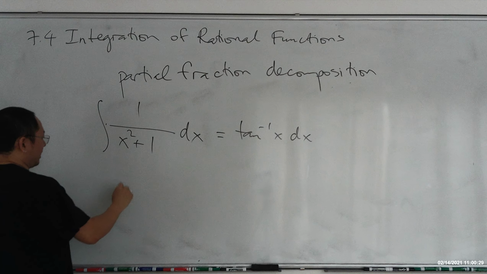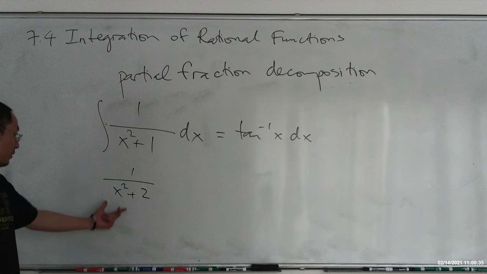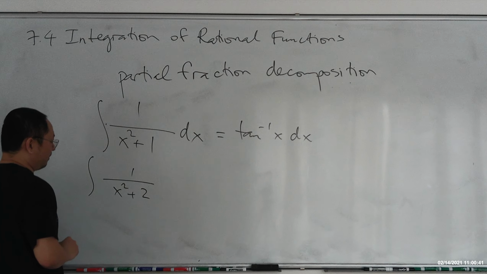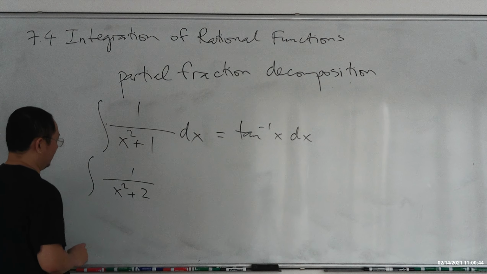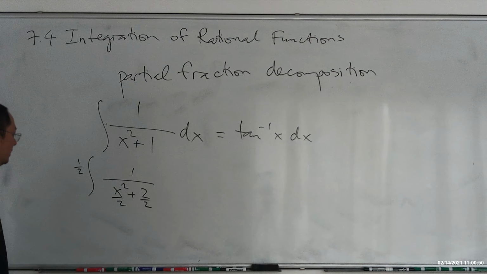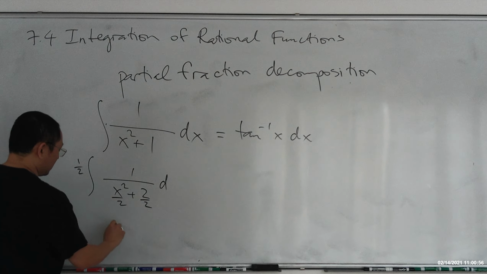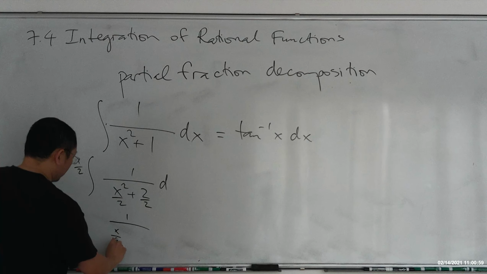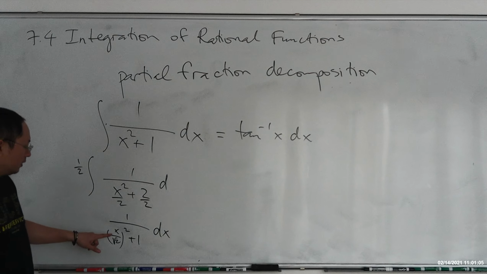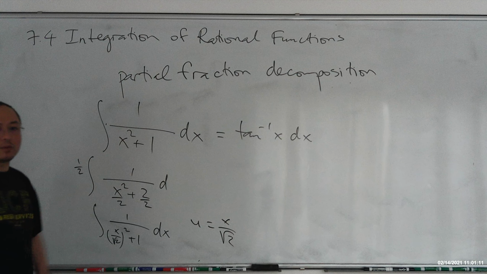So what if you have something like 1 over x squared plus 2? You have to modify it and make it look like x squared plus 1. So divide the bottom by 2, and divide the top by 2, right? Multiply the top and the bottom by 1/2. It's the same thing, right? The idea is you have the number 1 right here. So this is no more than the integral of 1 over (x over square root of 2) squared plus 1 dx, and you let u equal x over square root of 2. You bring it back to the previous problem and you can solve.